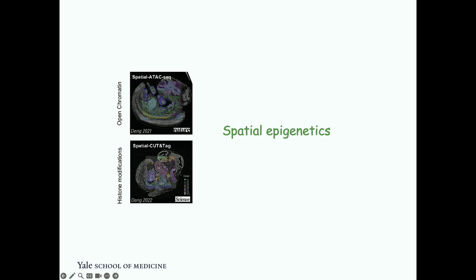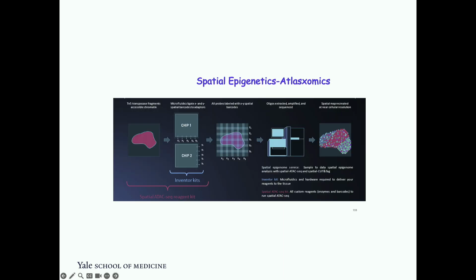You can also do spatial epigenetics. So it's not just expression; you can also look at chromatin accessibility or protein-DNA interactions, like CUT&Tag or ChIP experiments. This platform is called Atlas Omics, a spatial epigenetics platform. What they do is put your tissue down and flow barcodes. First you flow one set of barcodes in one direction, then you turn your slide and flow the second set in a direction 90 degrees perpendicular to it. Flowing barcodes in 2 different directions gives you a combination of barcodes over the tissue, and then you do your experiment on that.